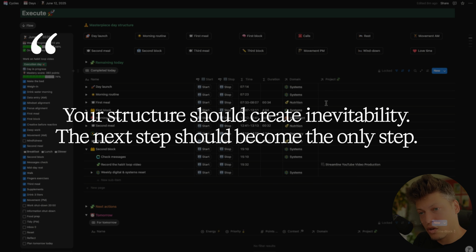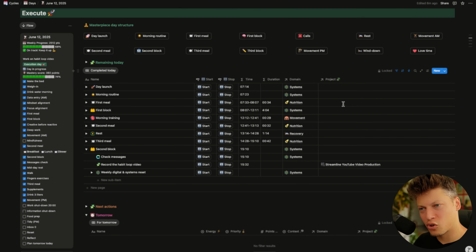If you embed the cues correctly, the next step should become the only step. As always with Notion system reviews, you can take what works for you and disregard the rest, but I hope you found at least something useful.